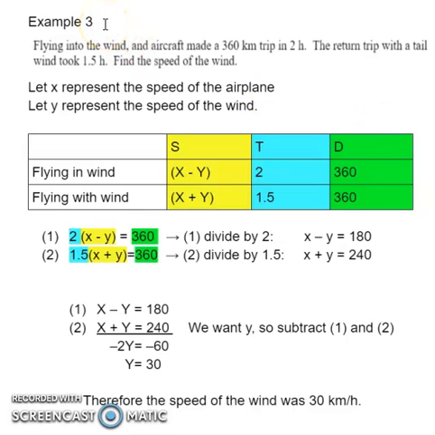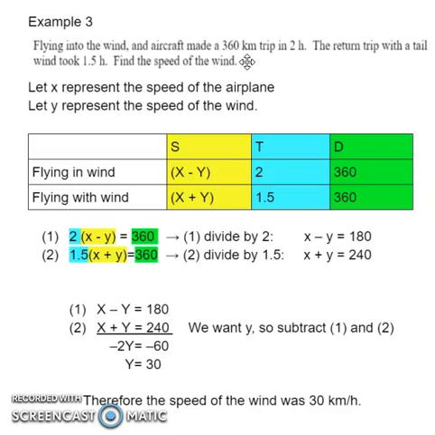Example number 3. Flying into the wind, an aircraft made a 360-kilometer trip in 2 hours. The return trip with the tailwind took 1.5 hours. Find the speed of the wind.